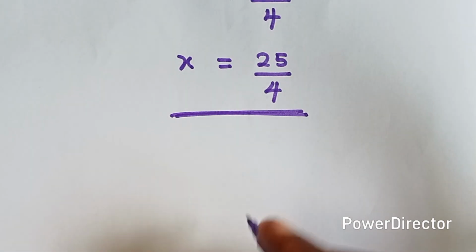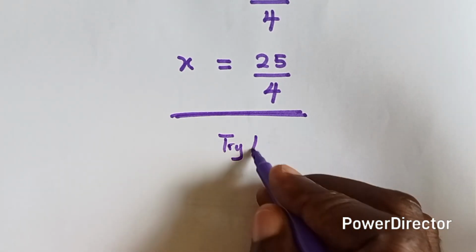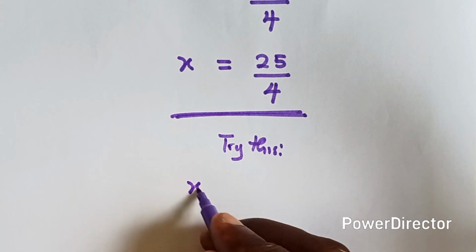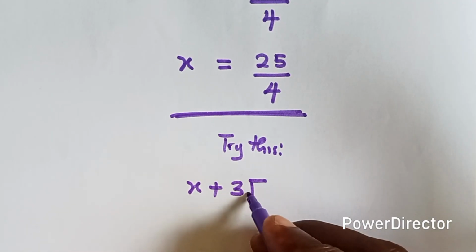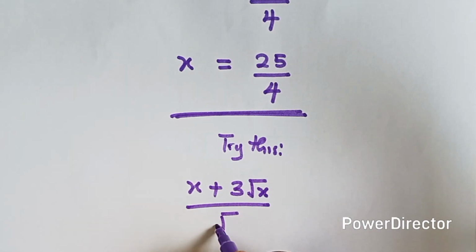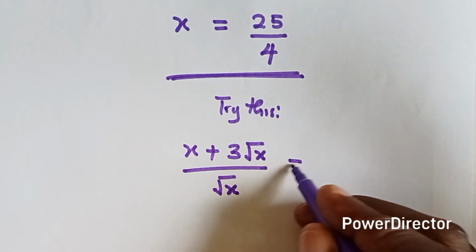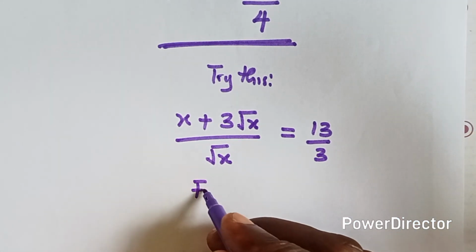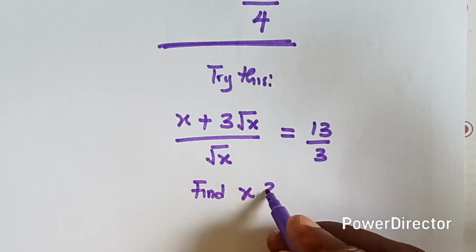So let's solve something similar to that. So we have x plus 3 root x over root x equals 13 over 3. Right here, let's find what x is.